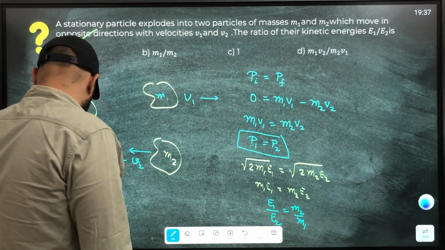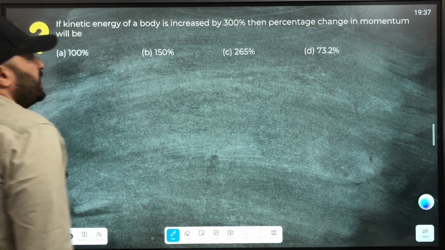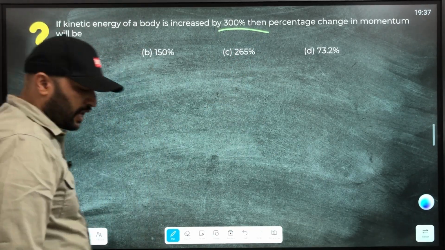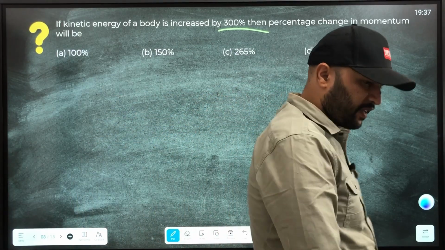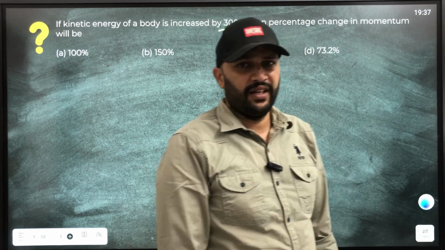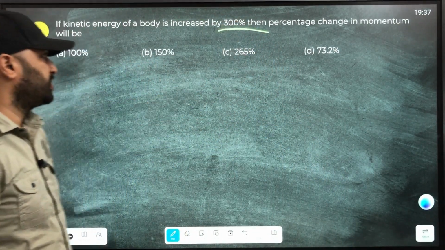Let's see the next question. If the kinetic energy of a body is increased by 300%, then the percentage change in momentum will be. Now 90% of students go wrong here when they apply the concept of error. Be very careful, we are not dealing with error here. We are increasing, so we are finding the percentage change.